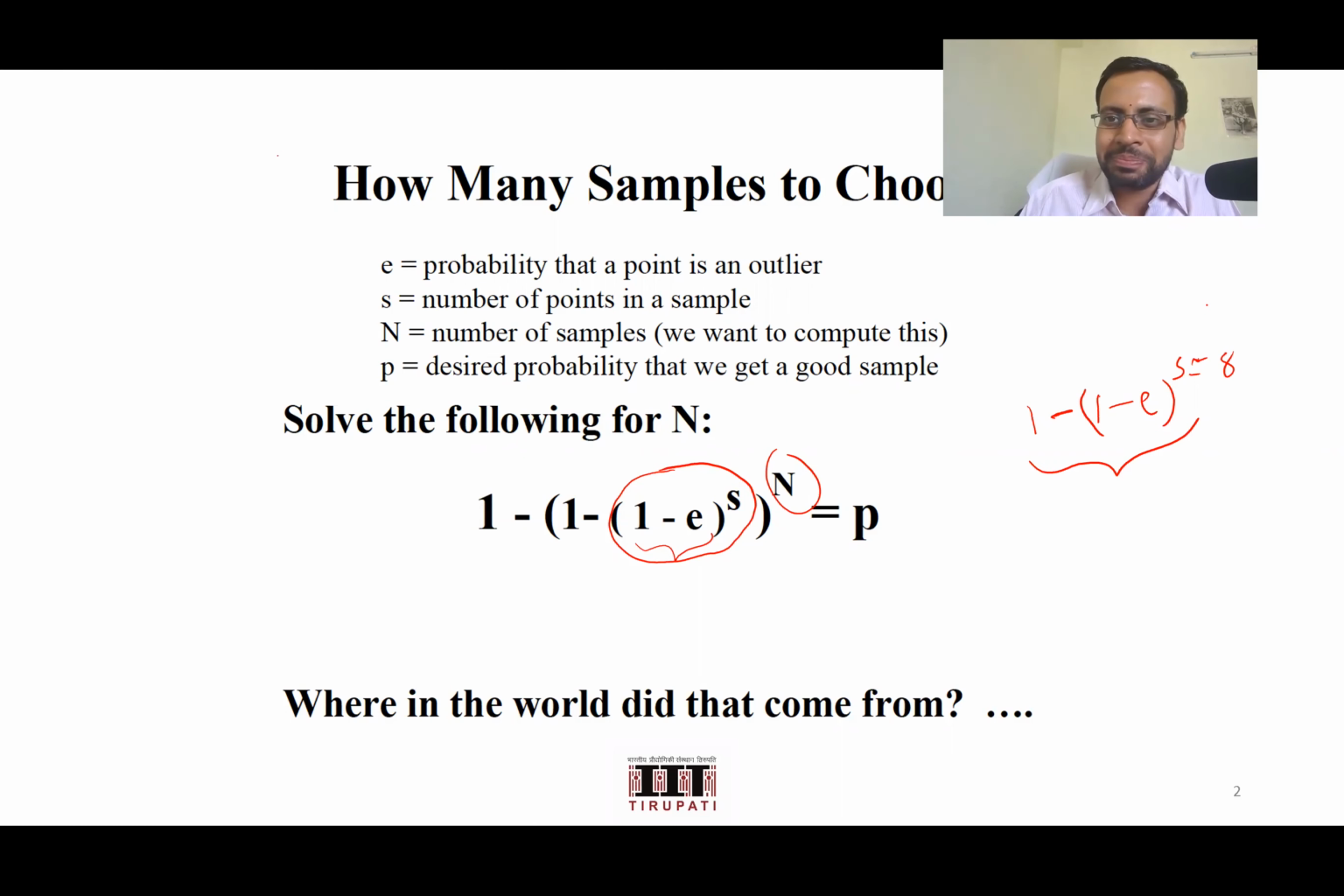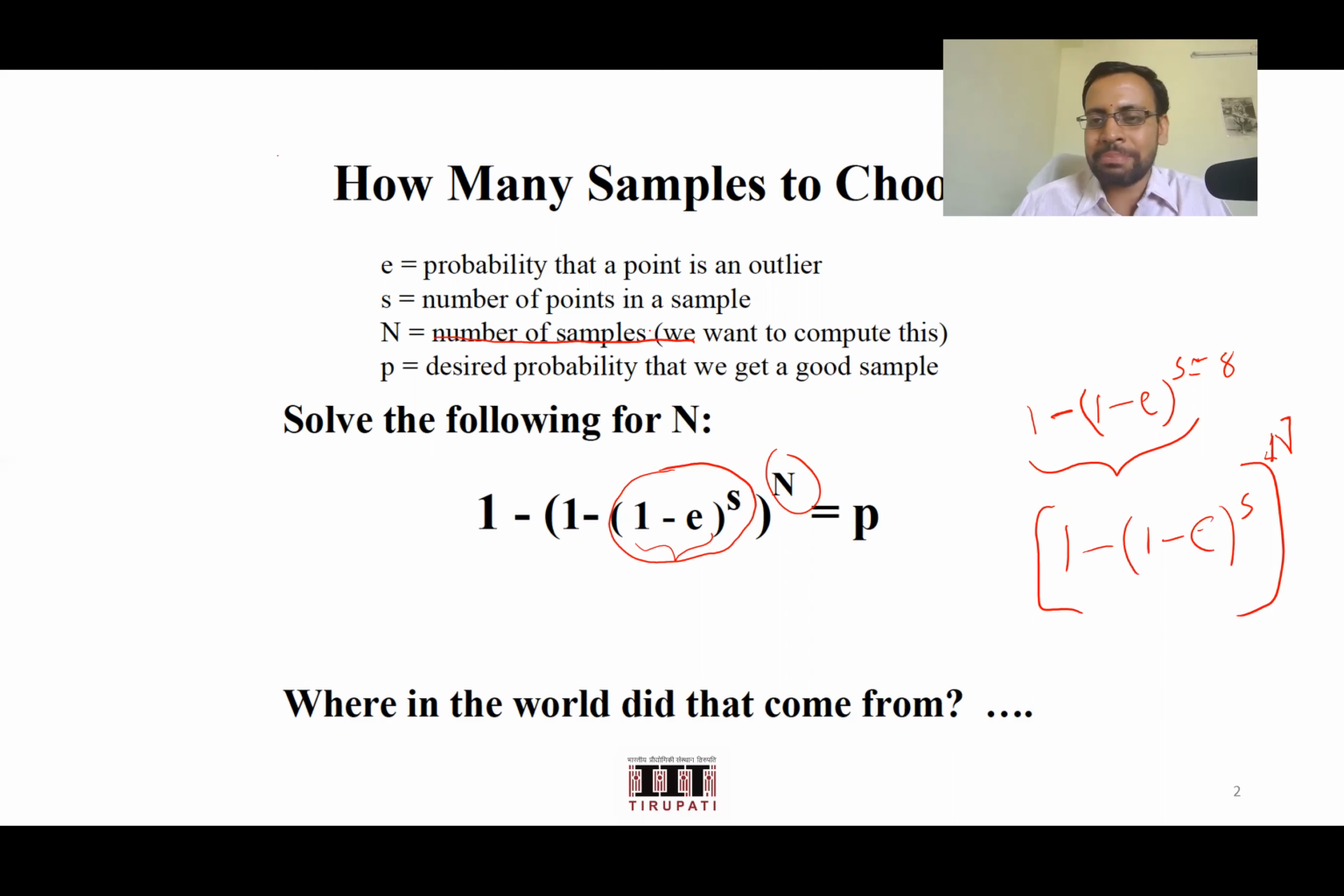one or more were outliers. Very good. It is giving you the probability that one or more are outliers. Correct. What does this whole power N give me now, where N is the number of samples? I am picking N such samples. Now what does this give?